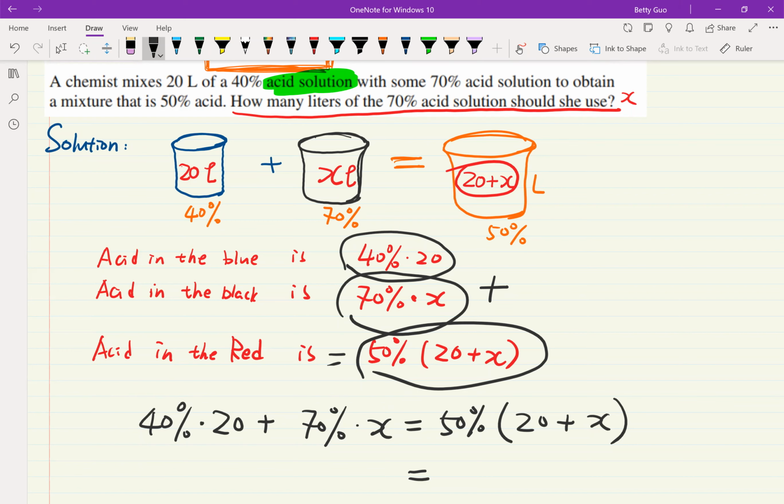Remember, for the equation, all it matters is the balance, right? If we treat the left-hand side and right-hand side the same way, then the scale will always keep the balance. So as long as we apply the same treatment to the left and the right, we'll be okay. So what treatment? I'm going to remove the percentage symbol, remove them all. Yeah, that's the easy way. Okay, so we have 40 times 20 here, plus 70 times X. On the right, we have 50 times parentheses 20 plus X.